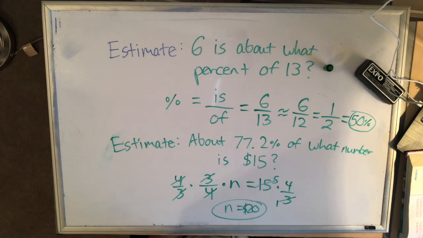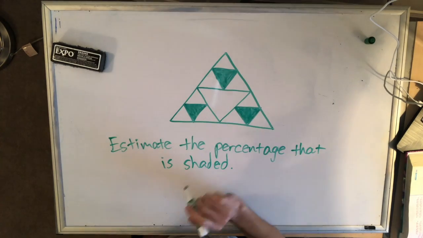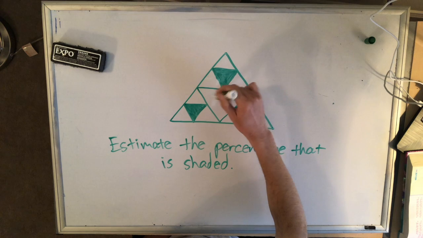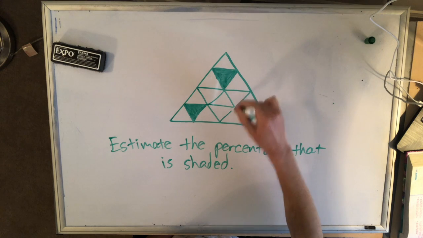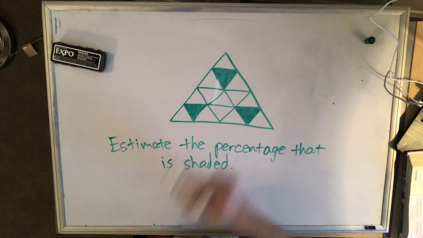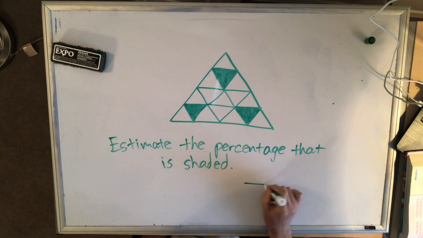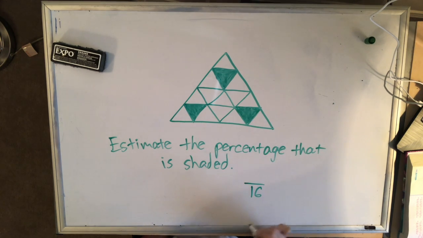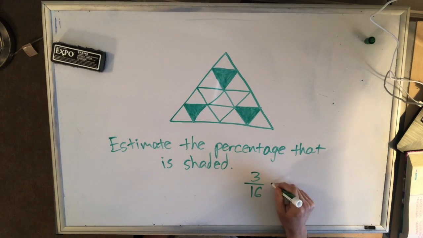All right, let's look at using visual benchmarks to estimate the percent of the figure that is shaded. All right, so we can break this triangle up into smaller triangles. So now all the triangles are pretty much equal in size. And there are 16 little triangles total inside the entire figure. 3 of them are shaded.